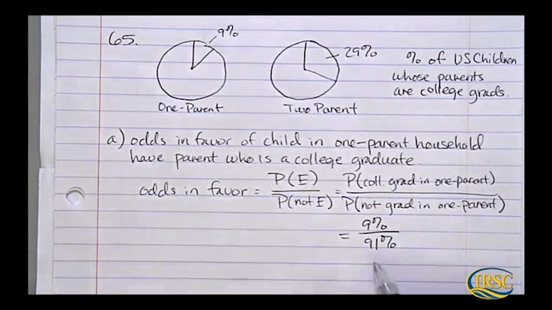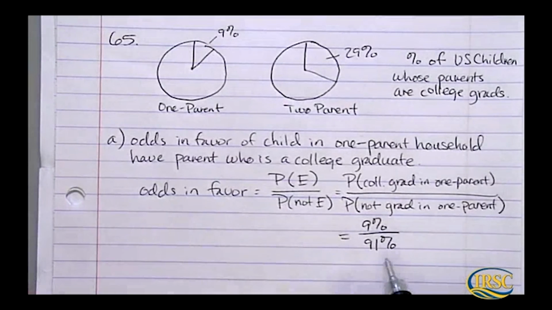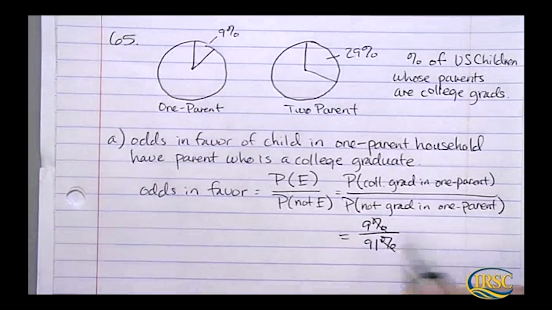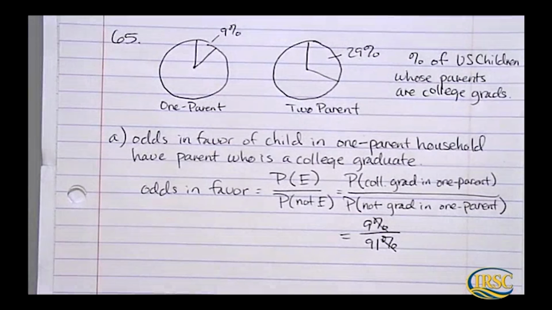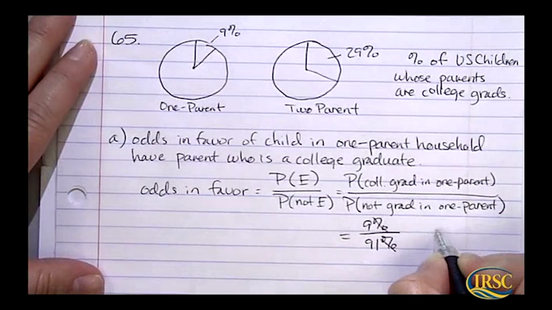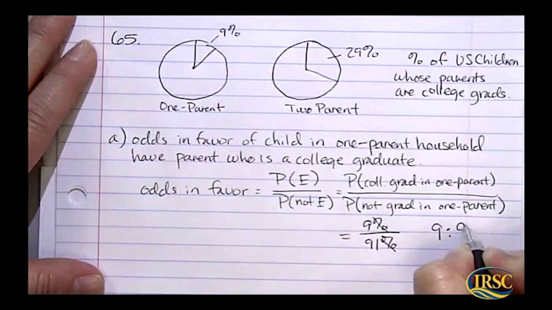So 91% there. All right, now really what happens is our percent signs cancel out. And so we have 9 over 91, which does not reduce. And so the odds in favor are 9 to 91.